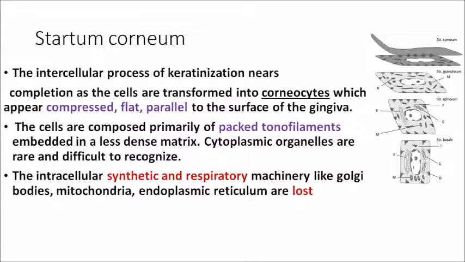And what is the cell composition? Primarily, it is composed of packed tonofilaments, and they are embedded in a less dense matrix. Here the organelles all become rare and difficult to recognize. Primarily, it is full of tonofilaments. It gets keratinized, gets packed with tonofilaments. The intracellular synthetic and respiratory machinery, Golgi bodies, mitochondria, everything gets lost. These machineries are all important for an active cell or a dividing cell. They were very important in the basal layer. Now, because of the differentiation process, it has lost all these, and it gets fully packed with tonofilaments.